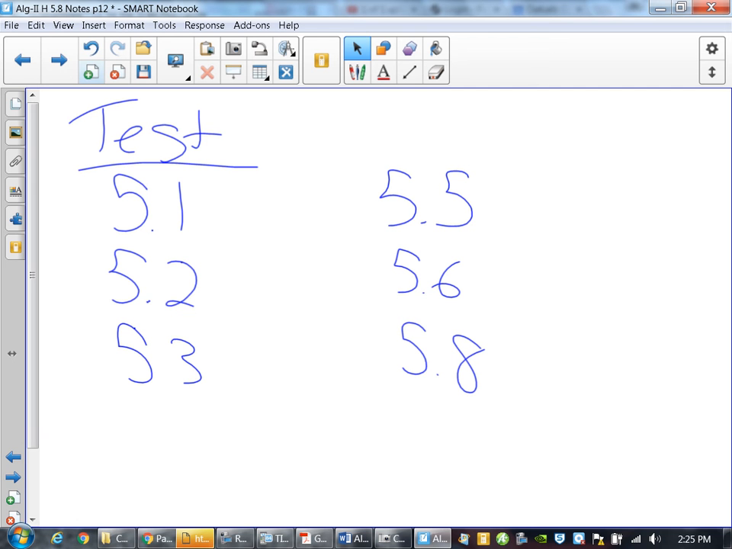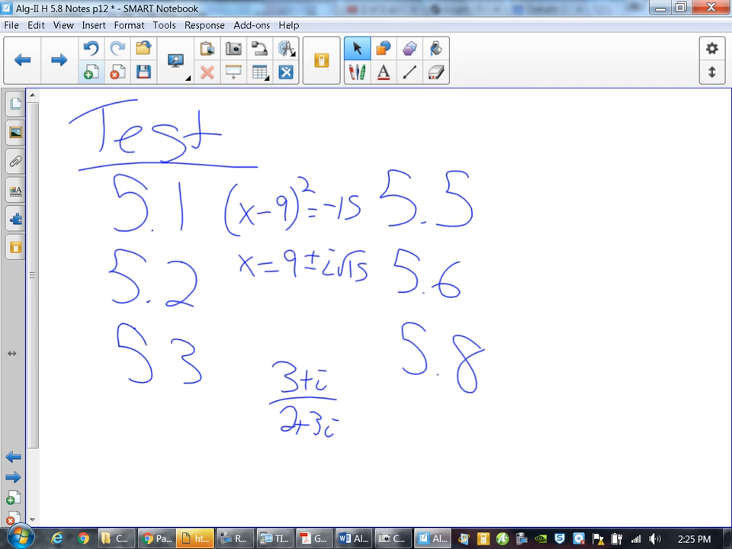But you still have to know that if you get x minus 9 quantity squared equals -15, you still have to be able to do x equals 9 plus or minus i root 15. You have to be able to do that. But I don't care about what is 3 plus i over 2 plus 3i. I don't care about that problem, because you use your calculator.